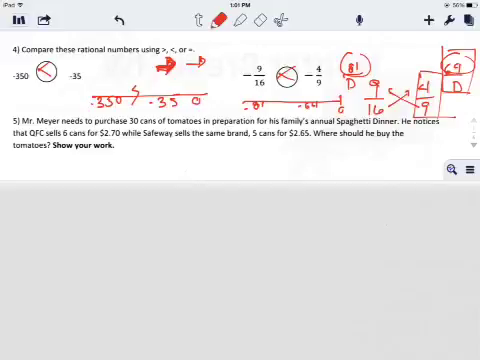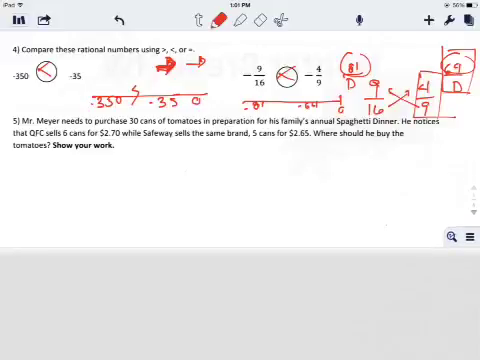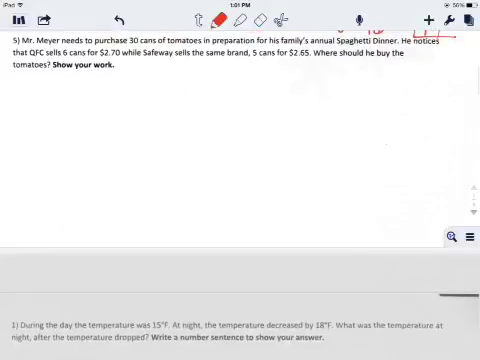So pause these, right? As you're working through these, if you want to write these down or change your answer or check your answer, just hit the pause button, okay? All right.